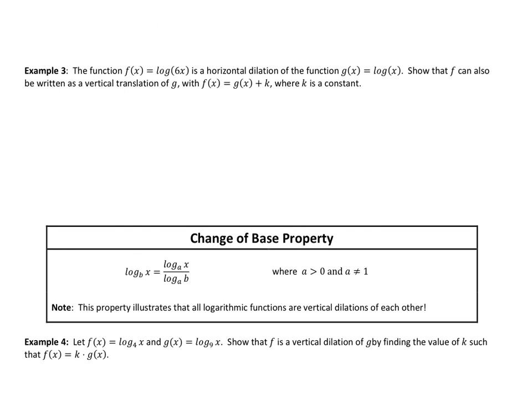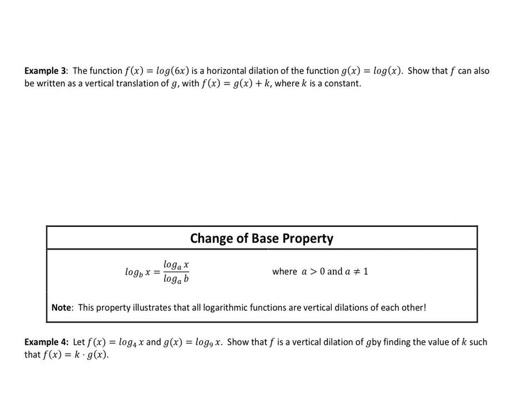Now we're going to bring in the idea of these different kinds of dilations, changing them from horizontal transformations to vertical transformations and vice versa. This question says the function f of x equal to log of 6x is a horizontal dilation of the function g of x equal to log of x. Show that f can also be written as a vertical translation of g, with f of x being equal to g of x plus k, where k is a constant.